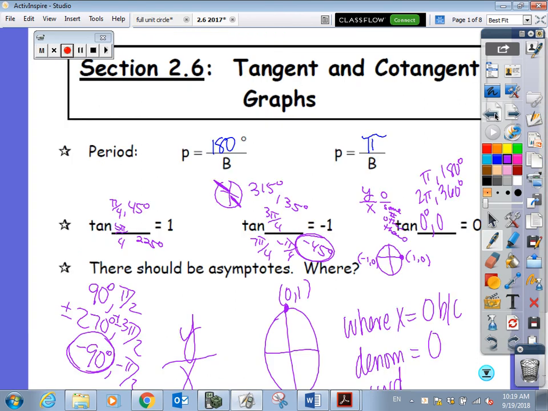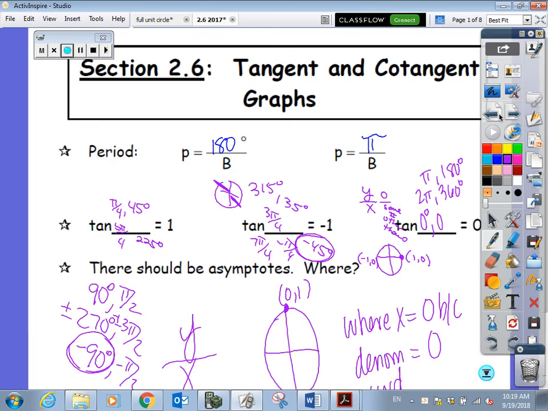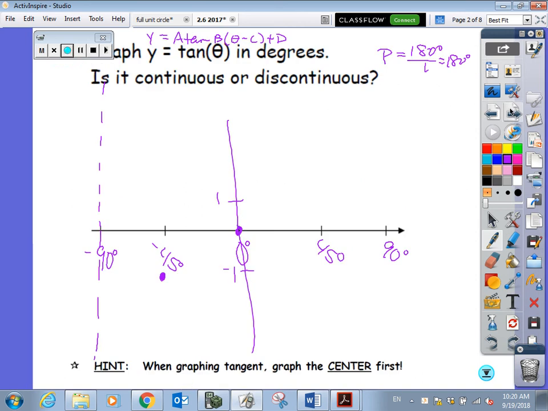Okay. All right. So then the next one is 0 degrees, tangent of 0 degrees equals 0. So I'm going to plot that. And tangent of 45 degrees, wrote that over here, tangent of 45 degrees equals 1. And then 90 happened in our asymptote column also. So we have an asymptote.